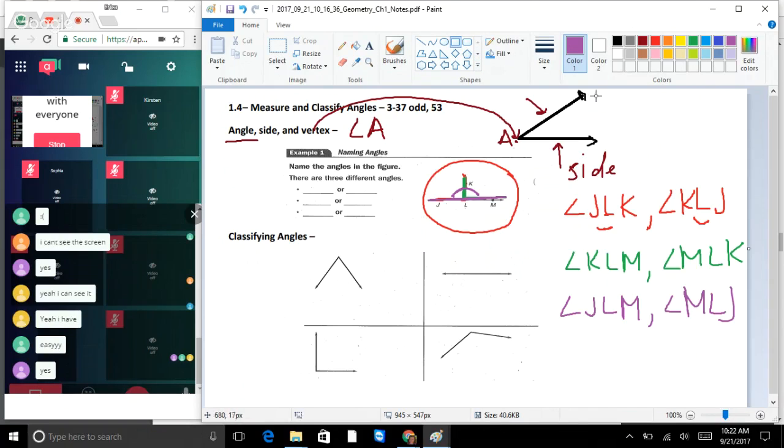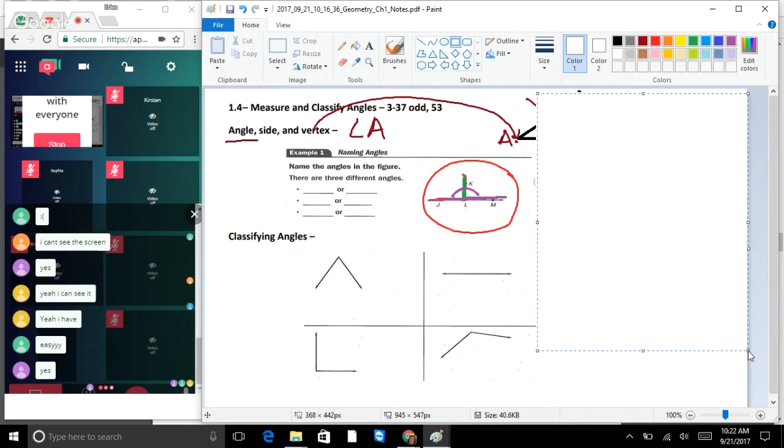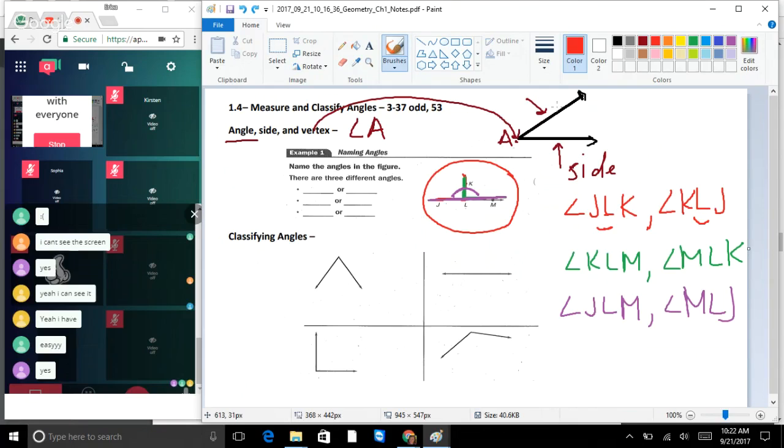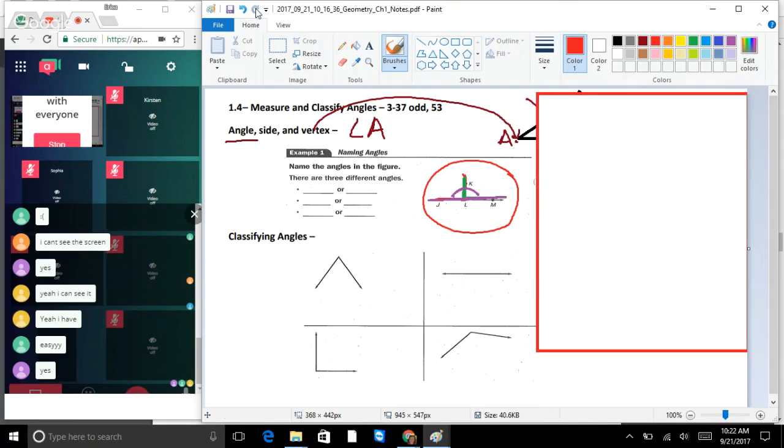Let's talk about classifying angles. I know most of you have done this before. We're going to talk about types of angles. So that's not what I wanted. Oh, man. Sure, we'll do that. You'll have a big red box there. Okay, so let's talk about these angles down here.